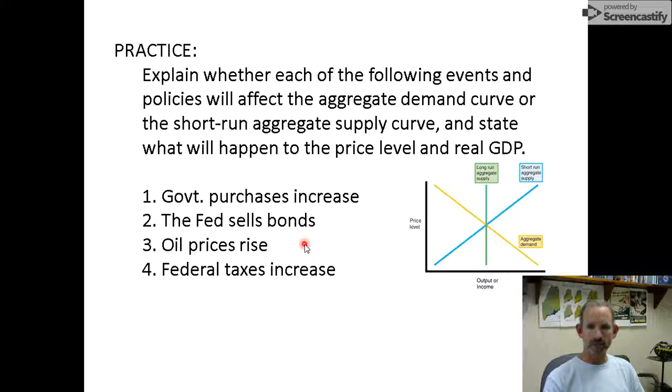Number 3, oil prices rise. That would be a supply shifter. That's something that changes the cost of production because almost everything in the economy is either made with oil or transported with it. So I'm just about out of time. I'm going to stop it there. Hopefully you can figure out number 4 for yourself.